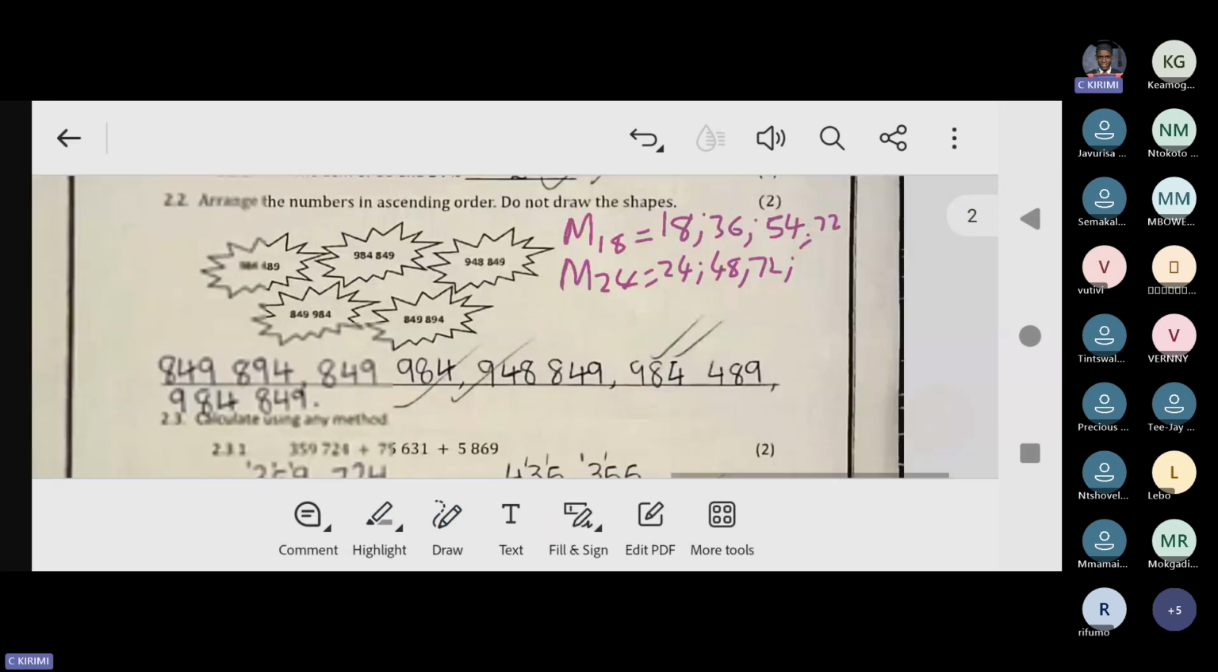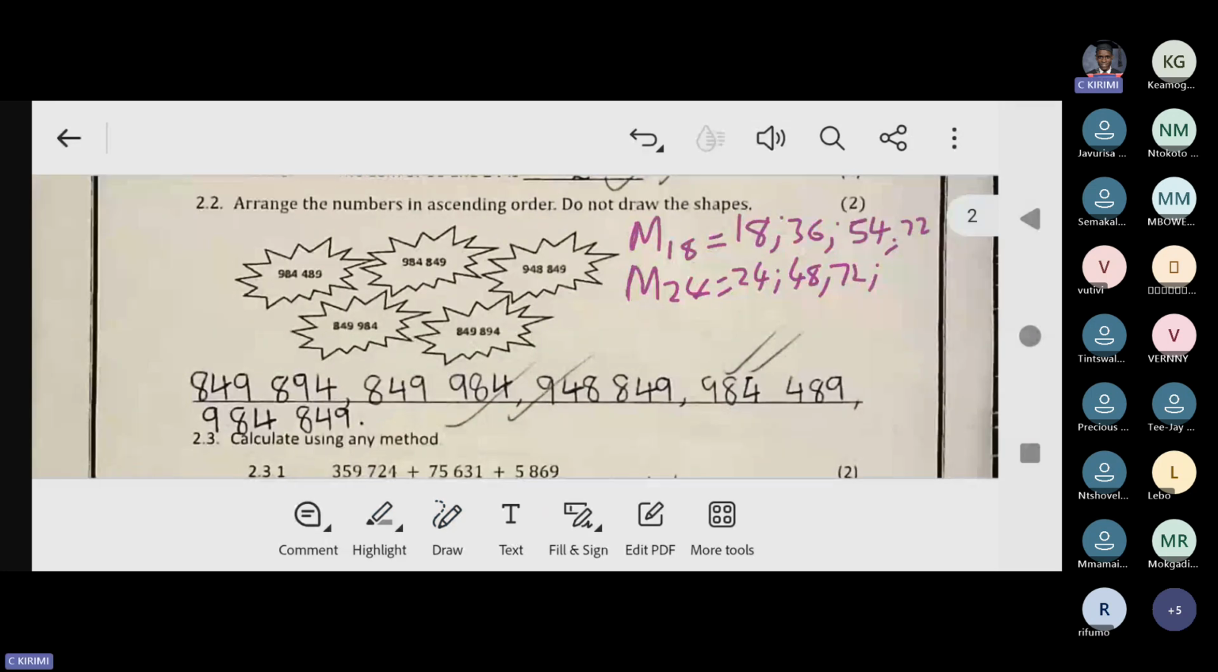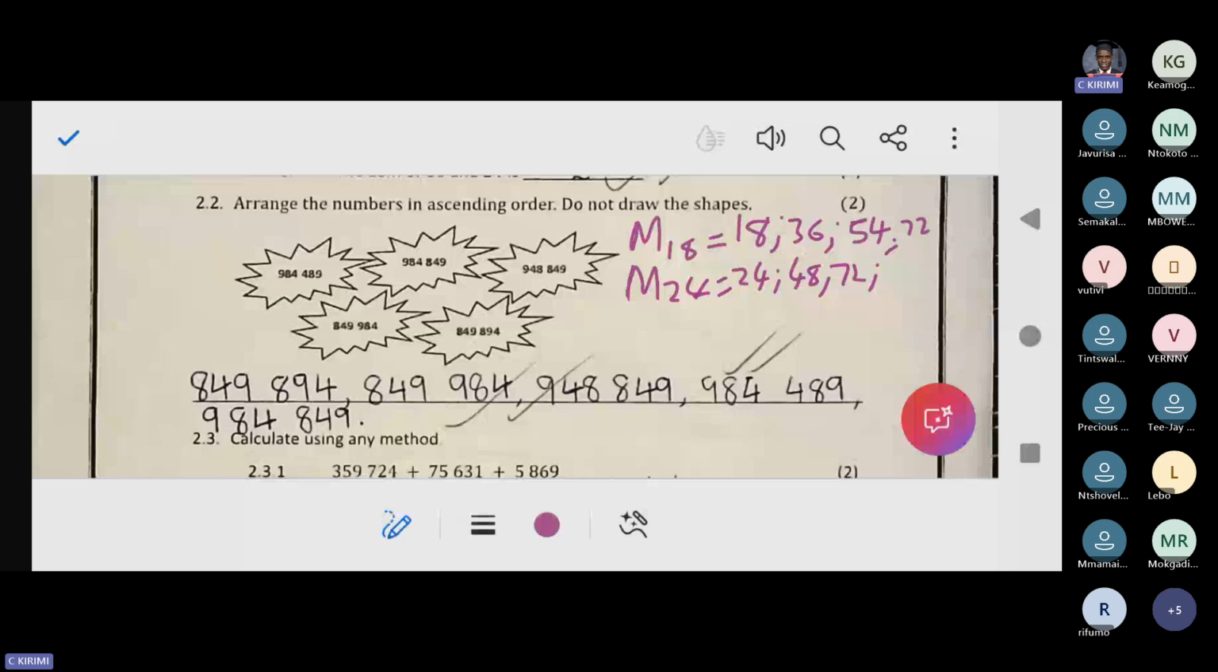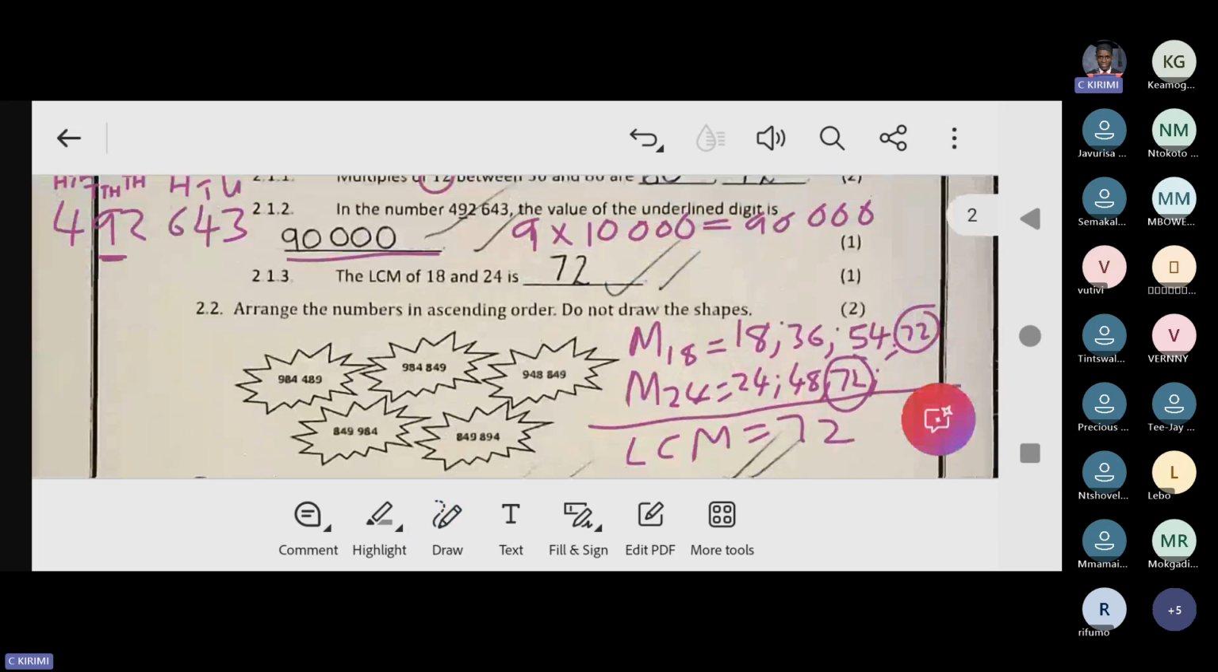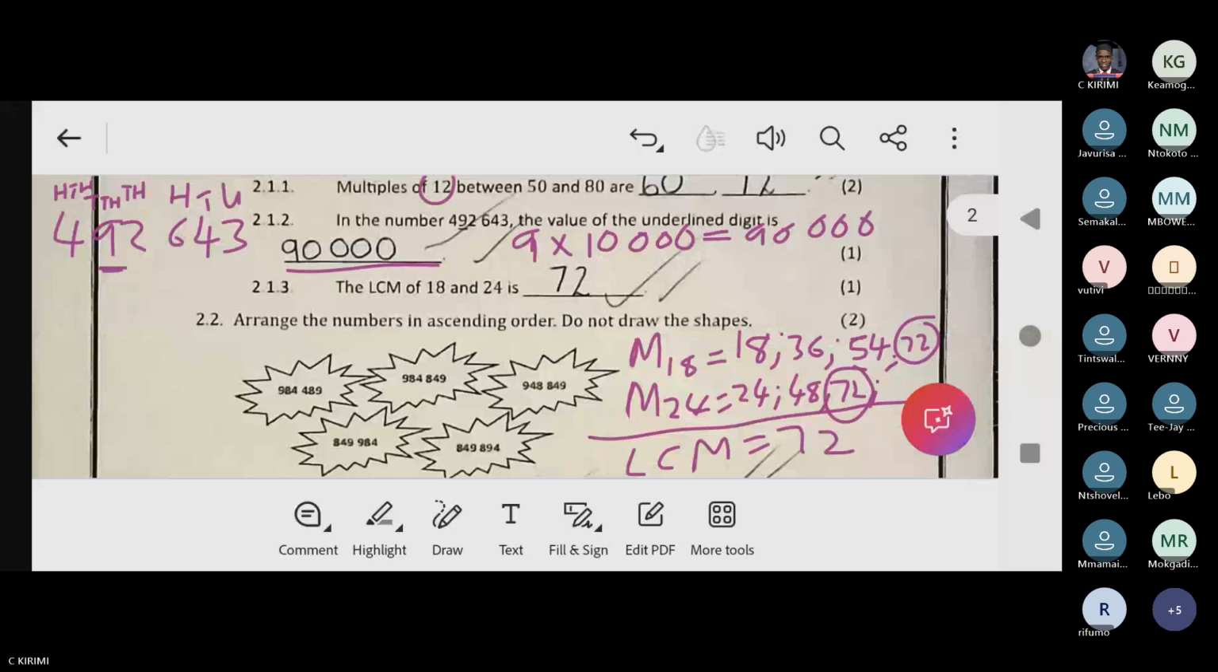So after you have found the multiples like that, multiples of each number, then you must find the lowest which is common. So the LCM, the number that is appearing on both, is 72. So the answer there, the lowest common multiple is 72. That is the answer which we are having.